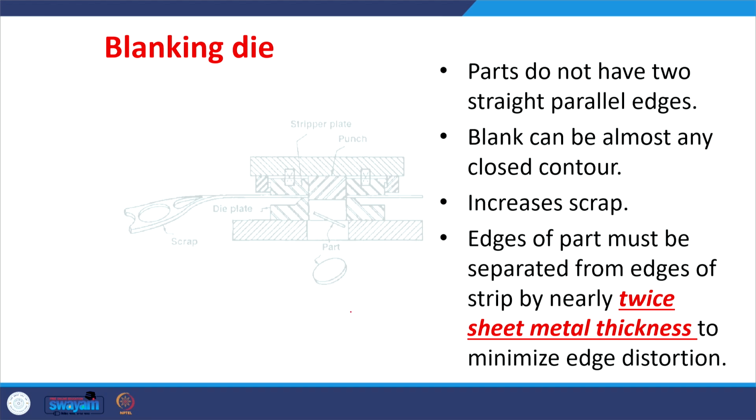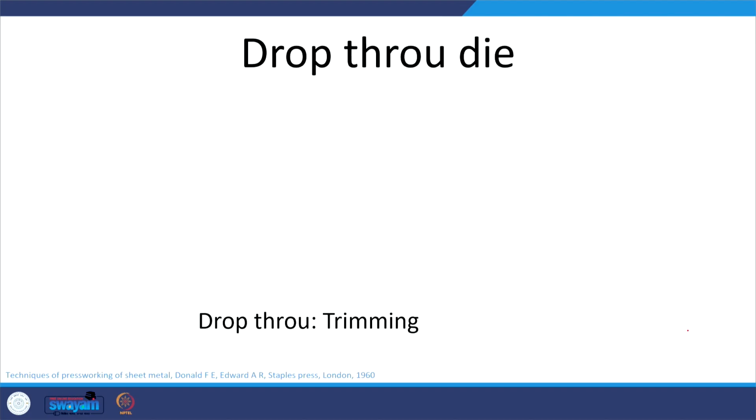In case of the blanking die, this is the part which is being produced, and the material from the sheet which is being fed will look like a skeleton, and there is a punch, there is a die. In case of the blanking die, the parts do not have two separate straight parallel edges. The blank can almost be of any closed contour. It increases the scrap, and edges of the scrap must be separated from the edges of the strip by twice the sheet metal thickness to minimize the edge distortion.